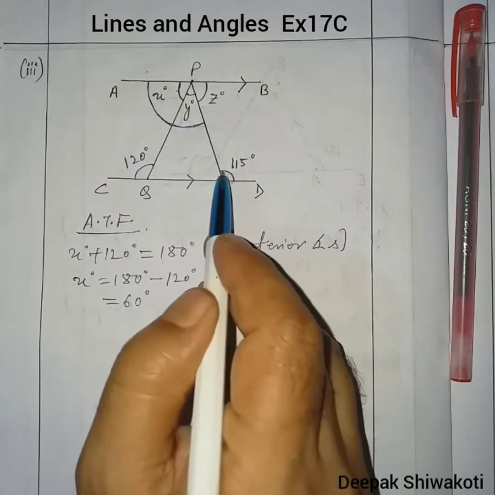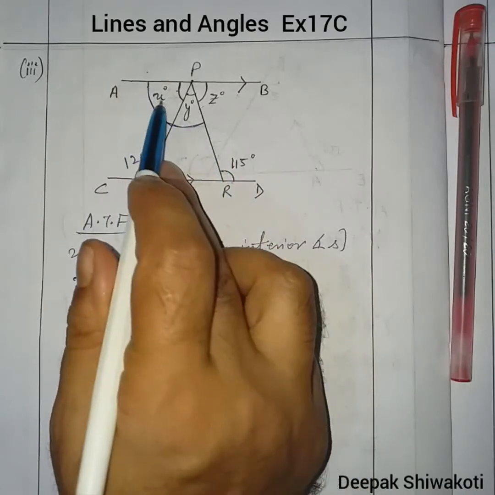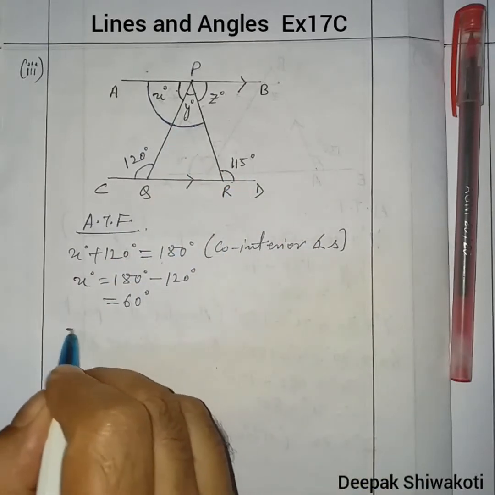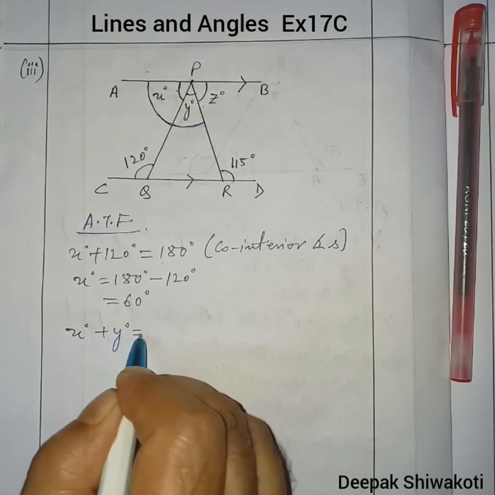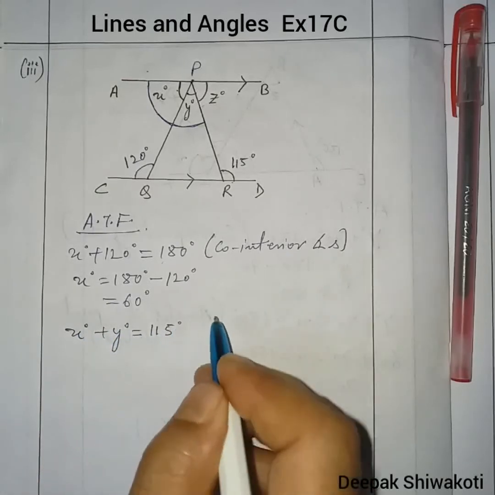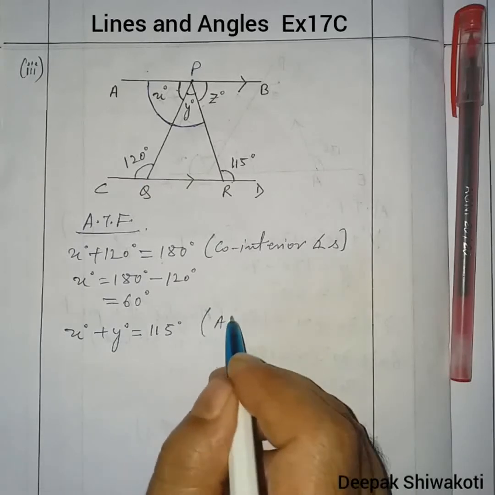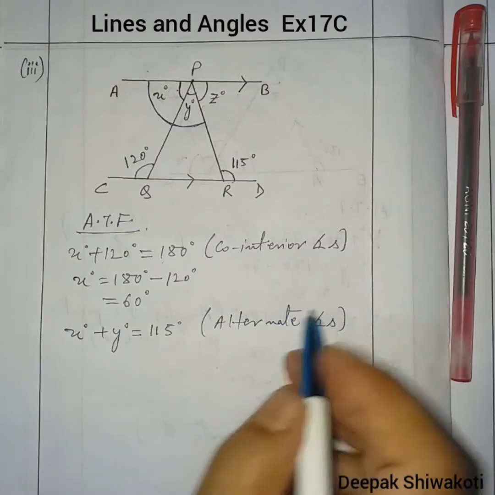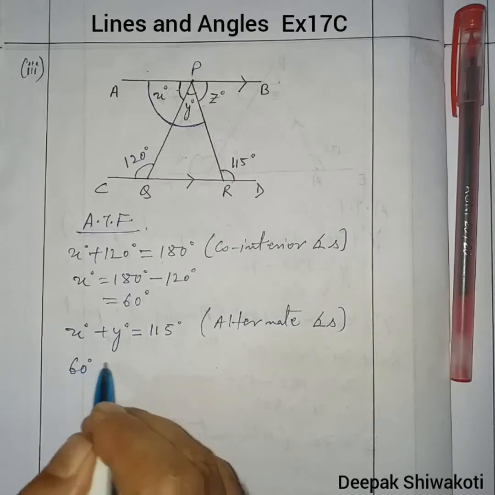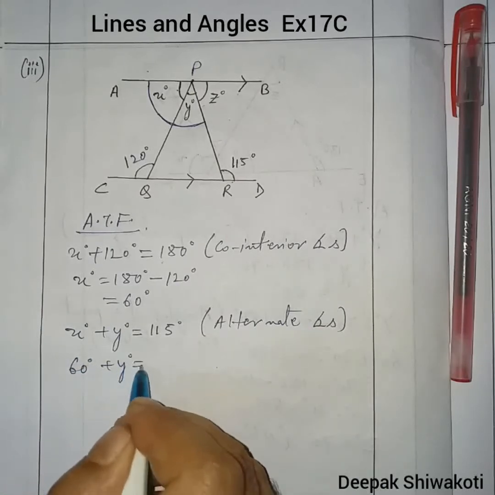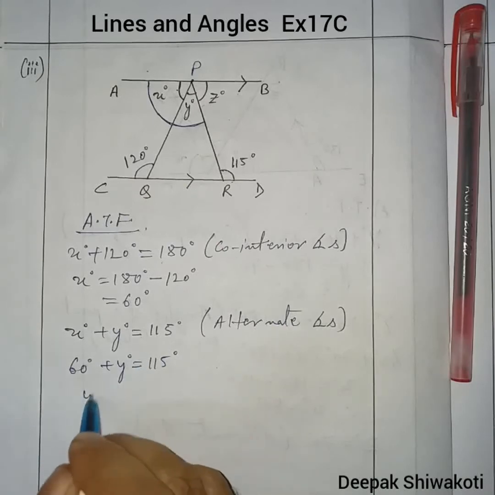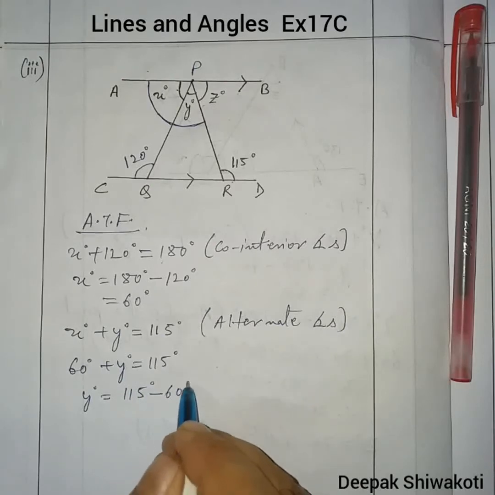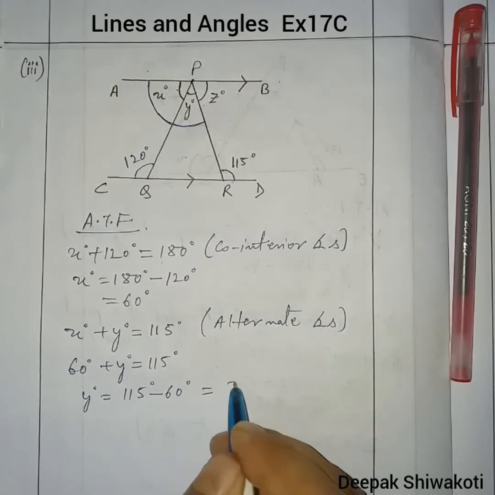This angle is alternate to this angle, and this angle is the sum of x plus y, which is equal to 115. So here we can write x degree plus y degree is equal to 115 degree. Why? Alternate angles. So x, the value we have got, is 60 degree, and y we have to find. So y degree is equal to 115 minus 60 degree, which is equal to 55 degree.